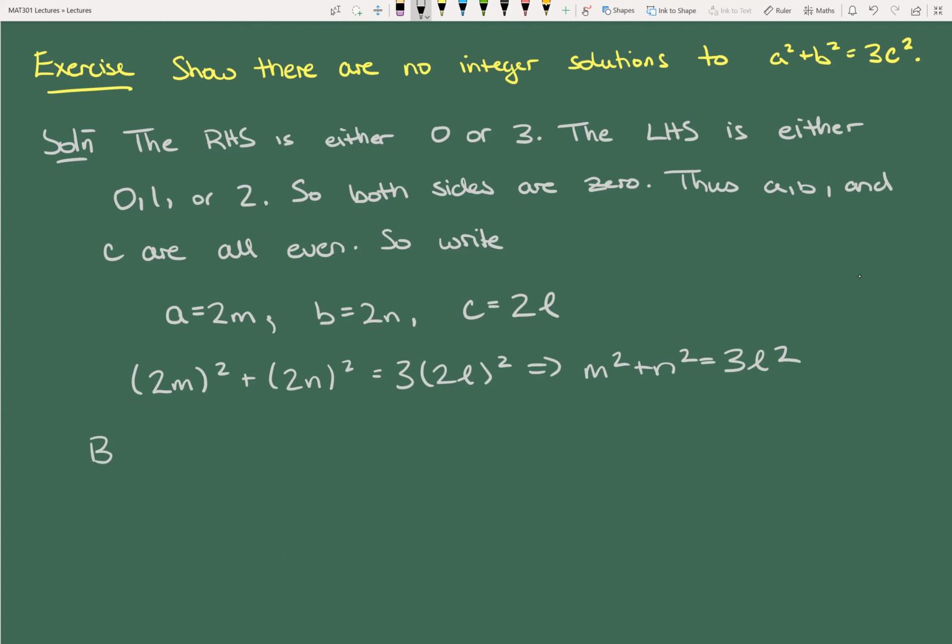So by the same reasoning, m, n, and l are even. Okay, why is this a contradiction? Or at least, it's not immediately a contradiction. There's nothing saying I couldn't do this, but why is this going to lead to something which is absurd?